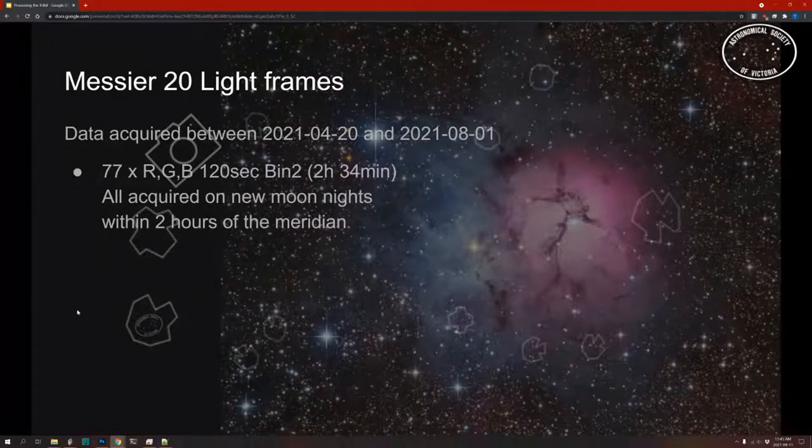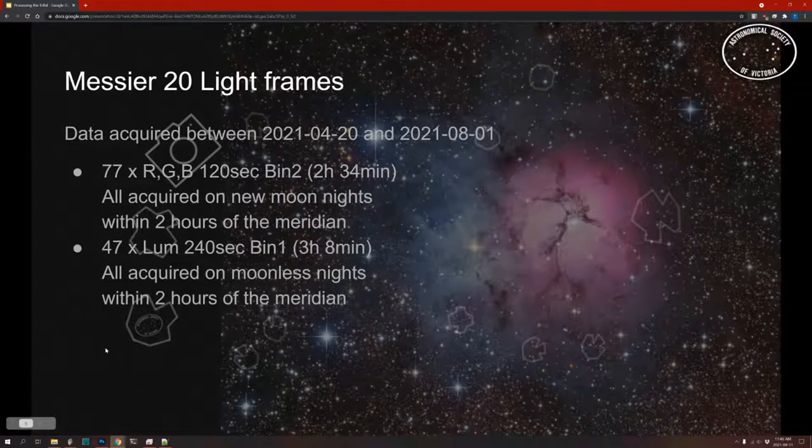They were all acquired with no moon, new moon nights, and within 2 hours of the meridian. I've harped on about that. And there are 47 luminance subs. These ones are 4 minutes long, and bin 1, the sensor was in its highest resolution mode. These are 8 megapixel images. And this is 3 hours and 8 minutes of data.